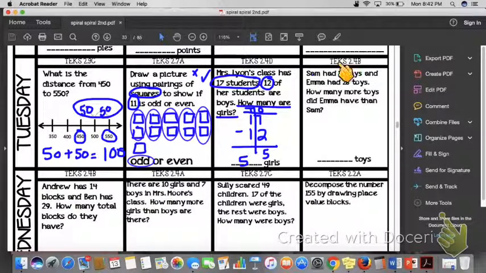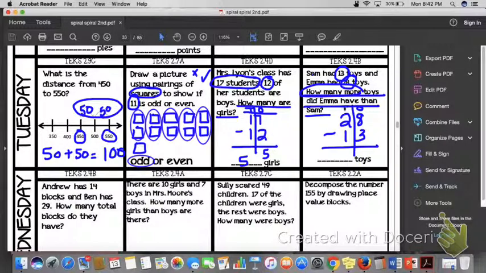Sam had 13 toys and Emma had 28 toys. How many more toys did Emma have than Sam? Remember, this is an HMM problem. So that means that we are going to have to subtract. So let me go ahead and erase that. And it says, how many more toys did Emma have than Sam? We know that Sam had 13 toys. And we know Emma had 28 toys. We already know that Emma has more toys, but how many more toys does she have? So we are going to have to subtract 28 minus 13.